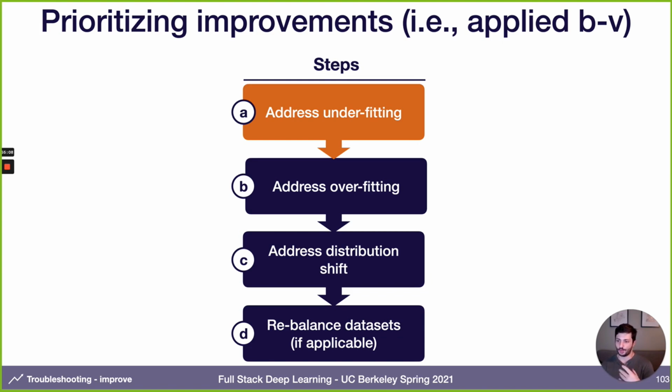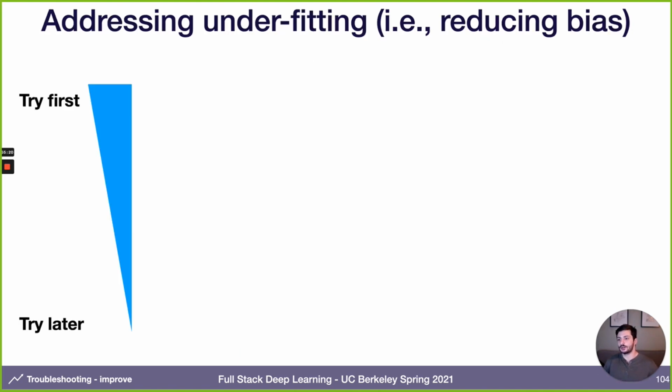Then once we've dealt with underfitting, we're going to move on to overfitting, and then distribution shift, and then handling overfitting to our validation set by rebalancing data sets if we need to. So to start, let's talk about how to address underfitting. So how do we reduce bias?